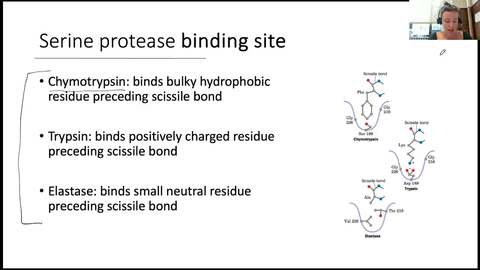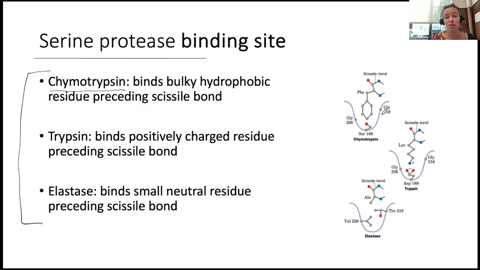So if chymotrypsin is binding a bulky hydrophobic residue, what should the binding site look like? Well, it should be complementary, right, folks? And here we see that if we're binding something bulky, the binding site itself should probably allow for that bulky thing to fit. So we have small residues like glycine, like serine, that allow this phenylalanine to come in and form nice interactions with that binding site.